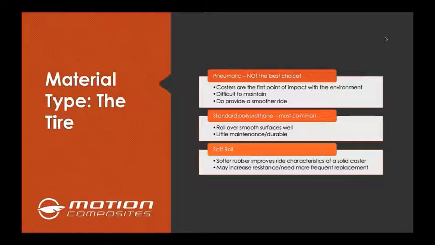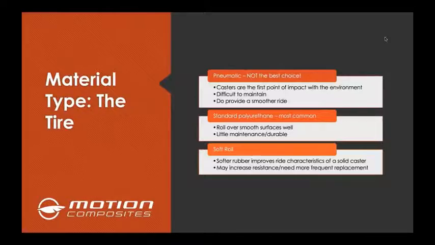Mm-hmm. You also have standard polyurethane, which is probably the most common. They're usually the no-charge option. They can roll over smooth surfaces well. They require little maintenance. They're pretty durable. And then you have soft roll, which I think I would say on our order form, it is the most popular selection of an upgraded caster would be a soft roll.